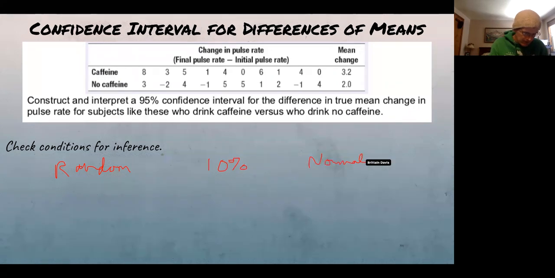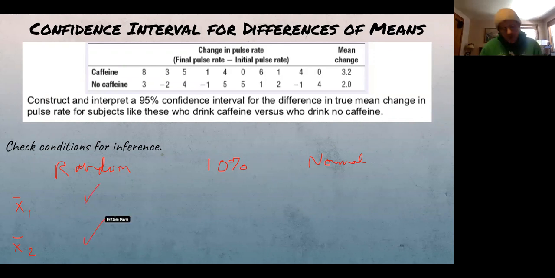So I've got x bar sub 1 and x bar sub 2. I need to check this for. We don't still have the question stem. I cut that off so we have more room, but it does say that there's a random selection. So we can check that both of those are random. Okay, 10%. We are trying to generalize this to a population of all students that might drink caffeine or not. I think 10 students who participated in this is far less than 10%. So we're good with both of those. And the last one is normal.